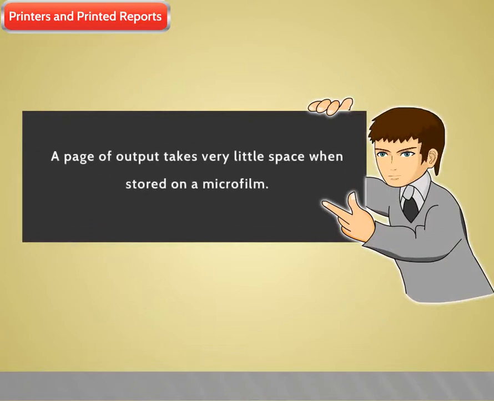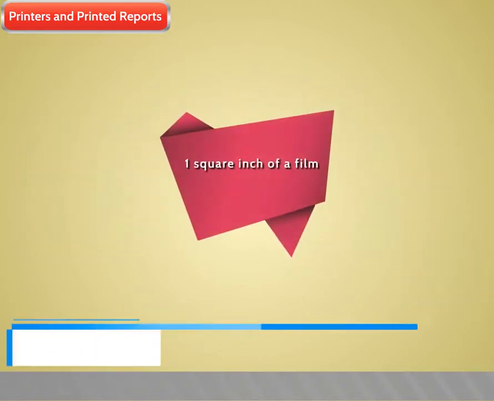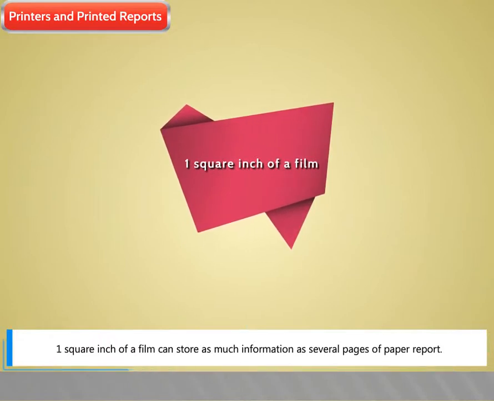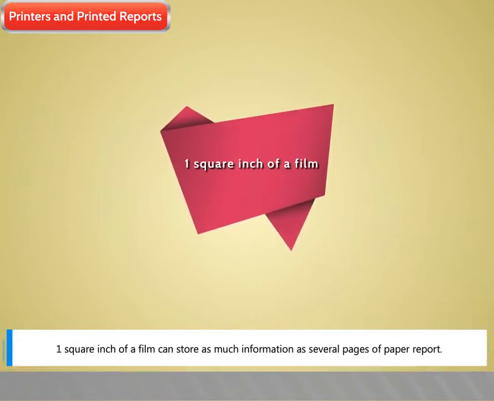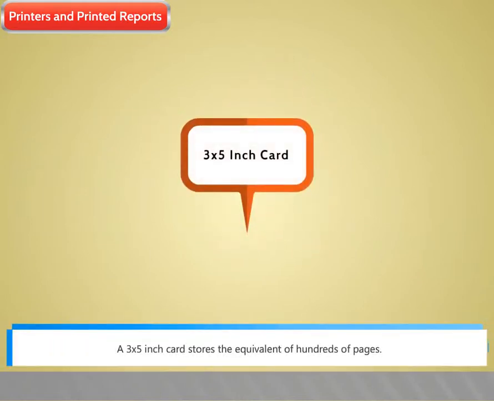A page of output takes very little space when stored on microfilm. 1 square inch of a film can store as much information as several pages of paper report. A 3 by 5 inch card stores the equivalent of hundreds of pages.